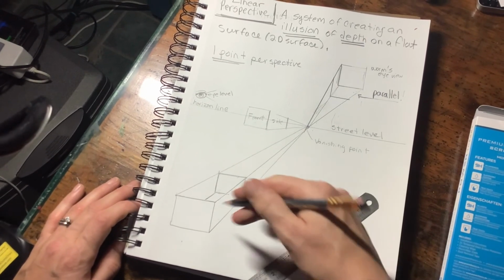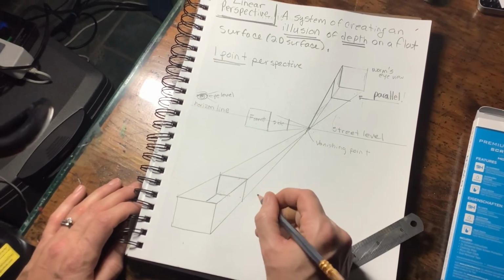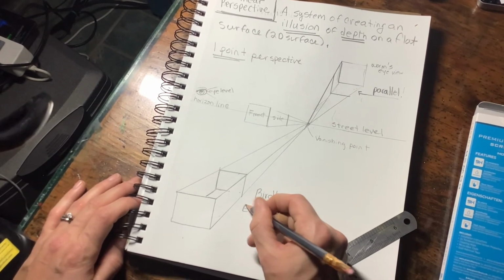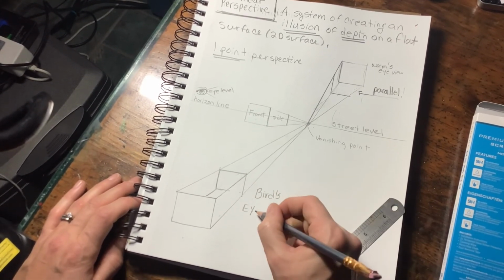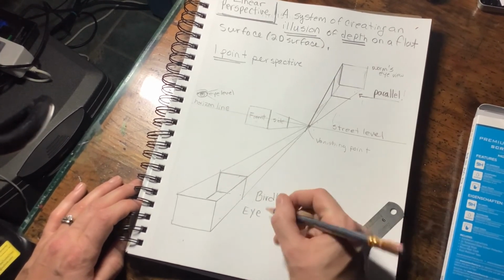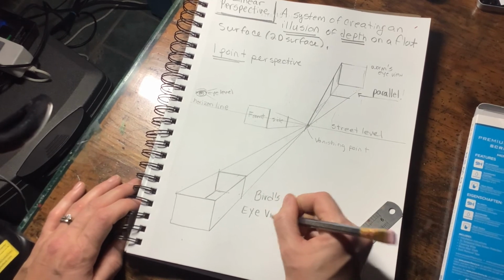So now this is called bird's eye view. And you guessed it. It's because you can see on top. It's like you're the bird. Your eyes up here, you're the bird. So bird's eye view.